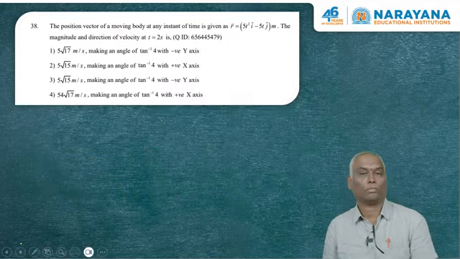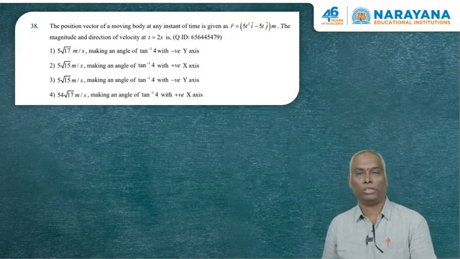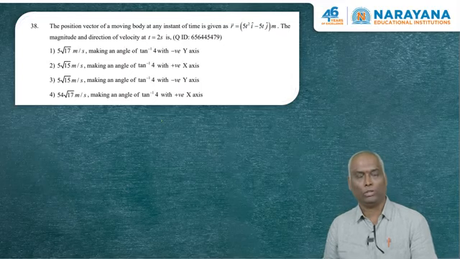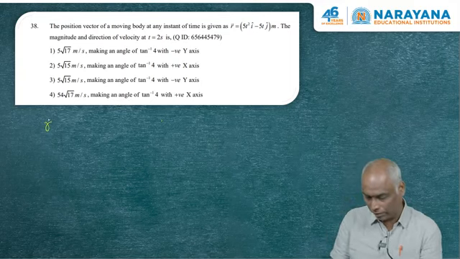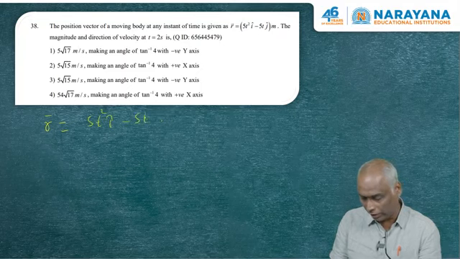Next question. The position vector of a moving body at any instant of time is given by r bar equals 5t square i cap minus 5t j cap meter. The magnitude and direction of velocity at t equals 2 seconds is. So they're asking the magnitude and direction of velocity. They're given the position vector, r bar equals 5t square i cap minus 5t j cap meter.